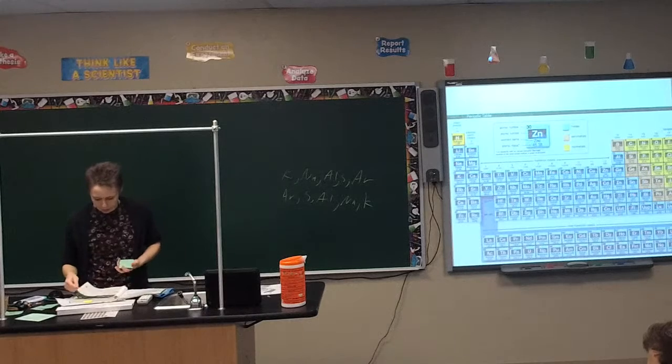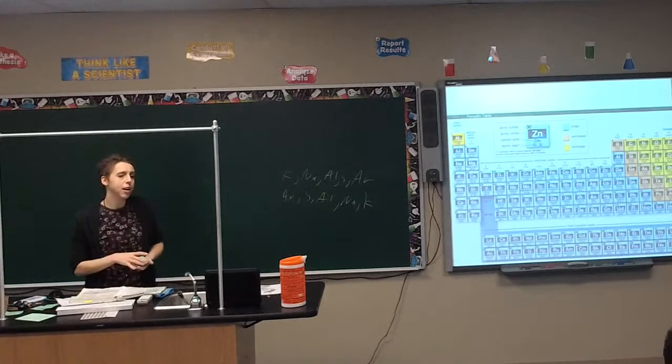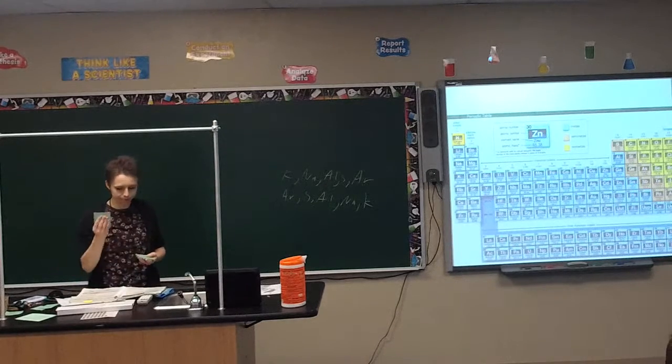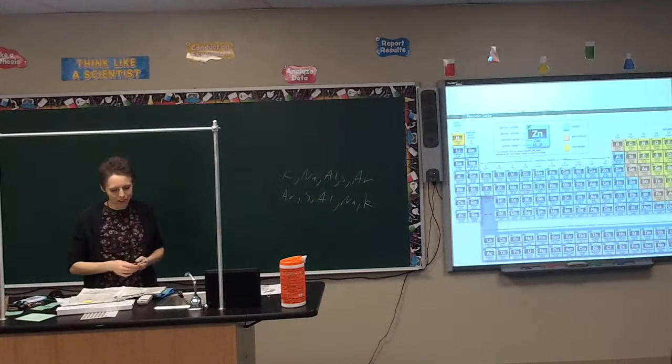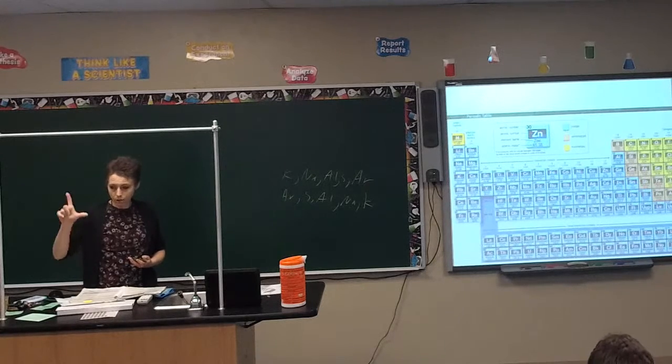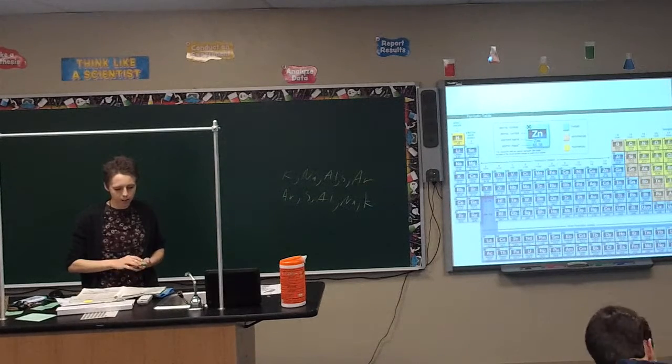Alright, what do you call the distance between any two corresponding points in successive waves? Wavelength. That is wavelength. Ethan. Negative 50. What symbol is used to represent wavelength? The Greek one. Lambda. Chris.